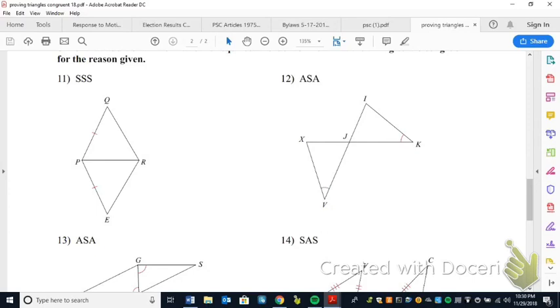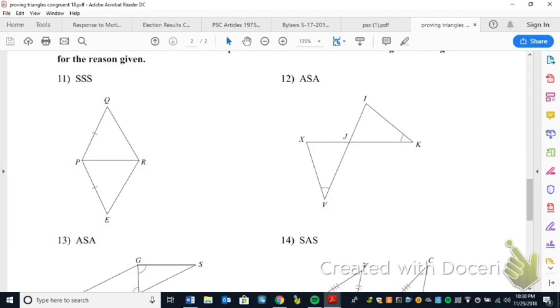What we're looking at is that each number, 11, 12, 13, 14, 15, 16, 17, has a congruency theorem next to it: side, side, side; side, angle, side; angle, side, angle; or angle, angle, side. Now what we need to do is look at the diagram and say, okay, what additional piece of information is necessary in order to prove the given theorem? So let's check this out. I think the best way to understand these is just to do them.